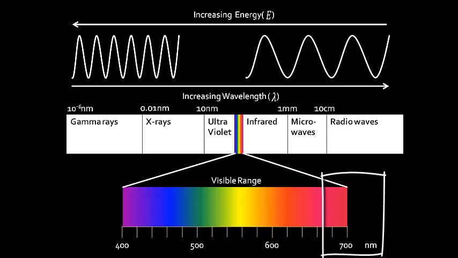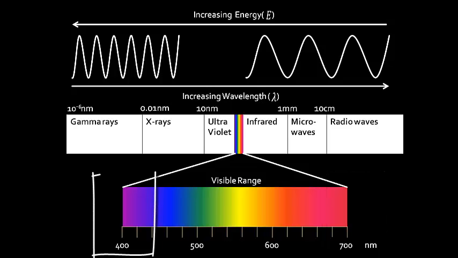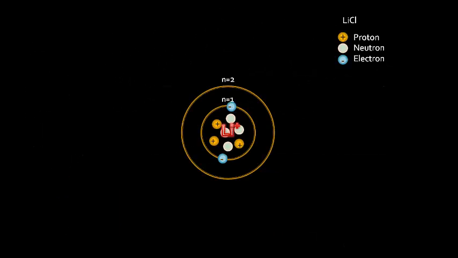Red color has the longest wavelength, which means it has the lowest energy, whereas violet has the shortest wavelength with the highest energy. If we break down any substance, it is formed by atoms. Atoms are composed of neutrons, protons, and electrons.